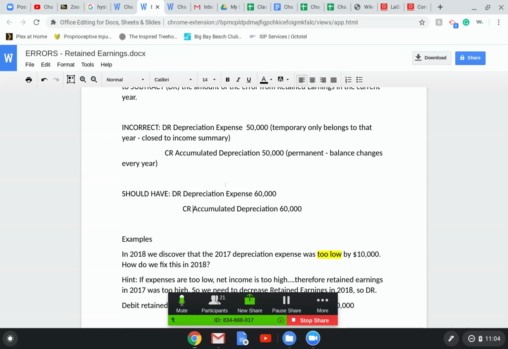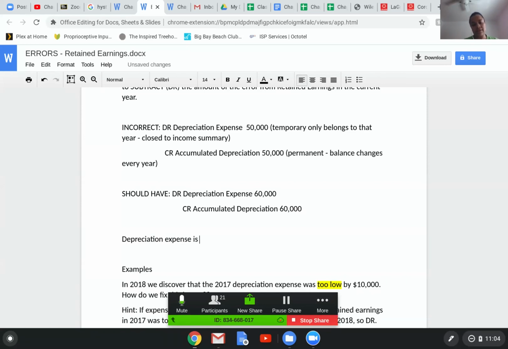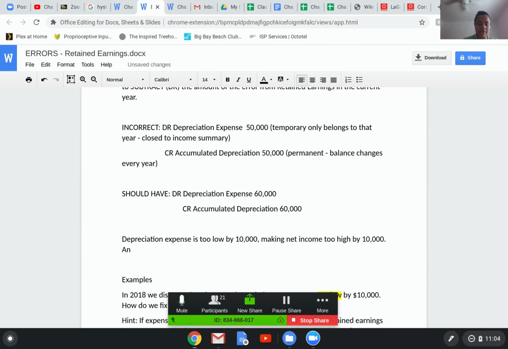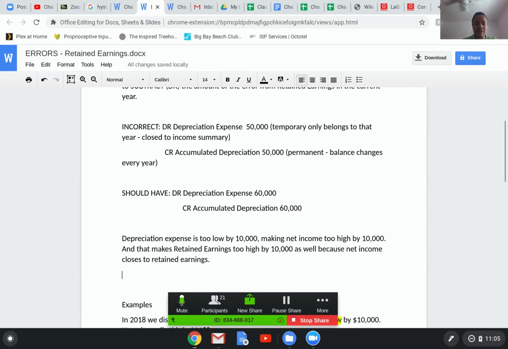Yes. We're too low by 10,000 because depreciation expense to the income statement is now going in at 50, and it should have gone in at 60. So depreciation expense is too low by $10,000, making net income too high by $10,000. And that makes retained earnings too high by 10,000 as well, because net income closes to retained earnings. So now the question is, how do we fix this?